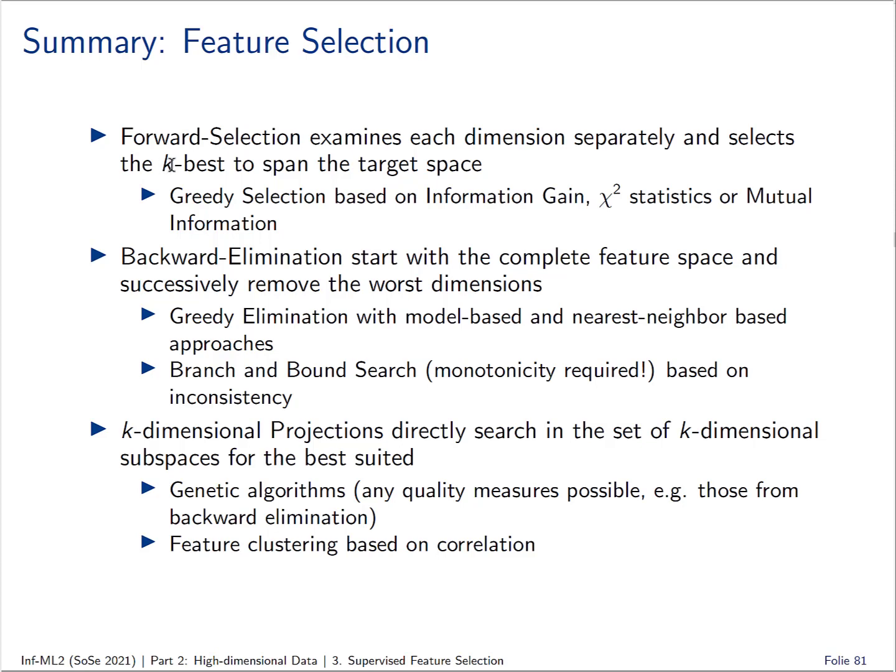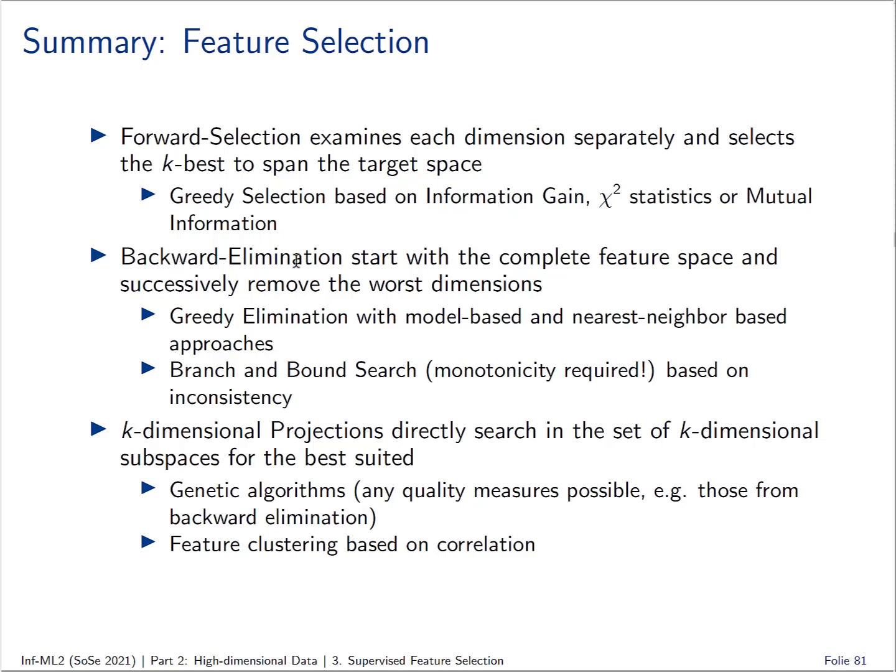Even if we just look for the k best ones, if we have n original dimensions, we still have n over k, which can be quite a lot. And we talked about different methods for this candidate selection. So we talked about forward selection, which examines each dimension separately. So we have this attribute independence and then select the k best dimensions to get the target space. And we had this greedy selection based on information gain, chi-square statistics, and mutual information. Of course, you can think of many other methods, supervised or unsupervised, to do that.